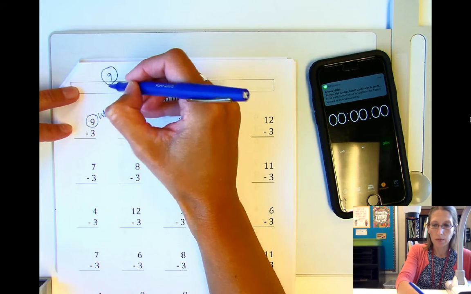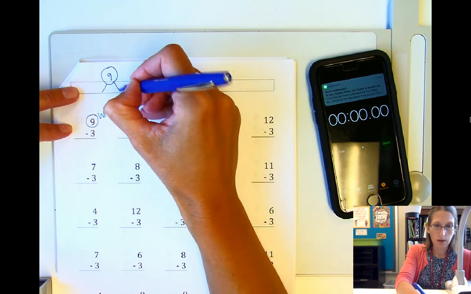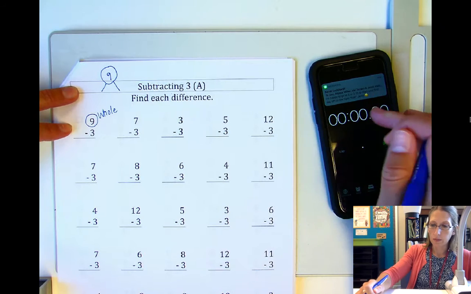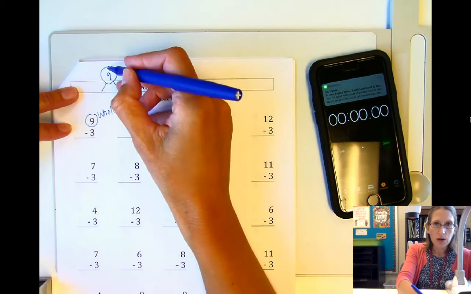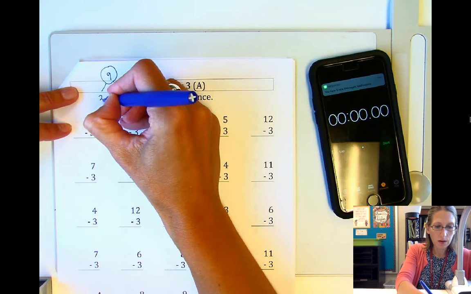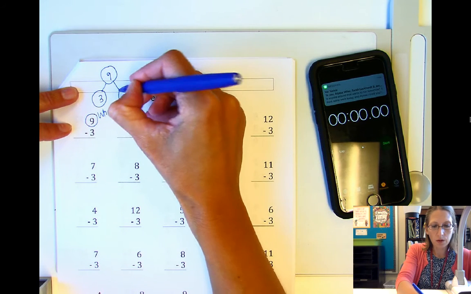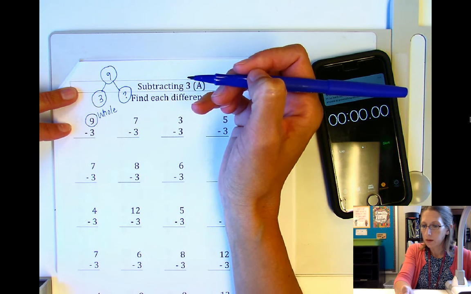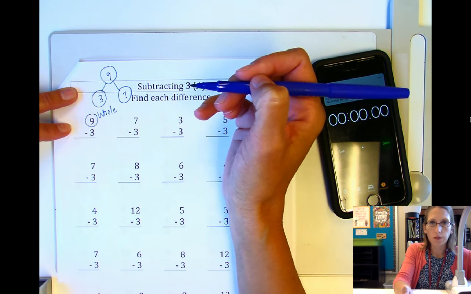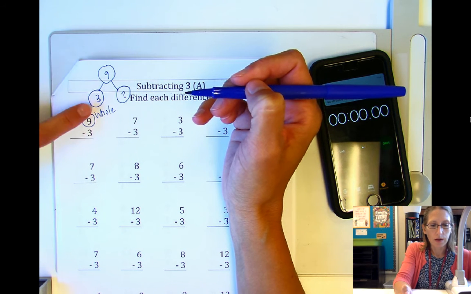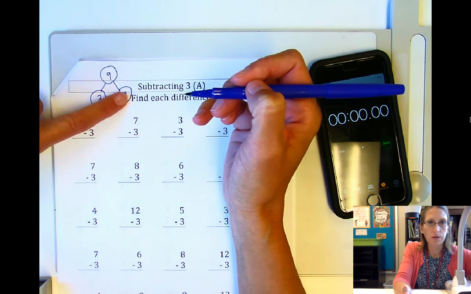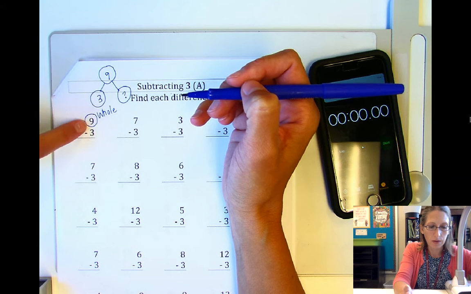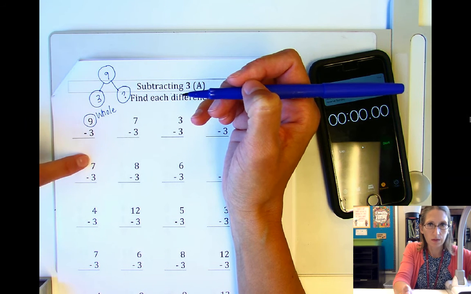Think of 9 as the whole number, like our number bond that we have here. So 9 is our number bond. If 3 is one of the parts, we're trying to find our other part. I know that 3 plus 6 makes 9. So 9 minus 3 is going to be 6.